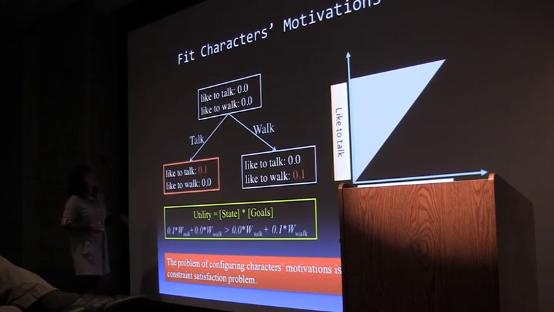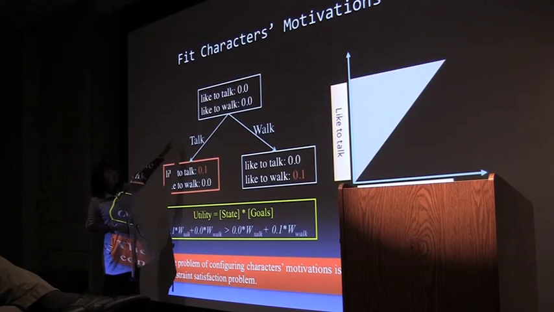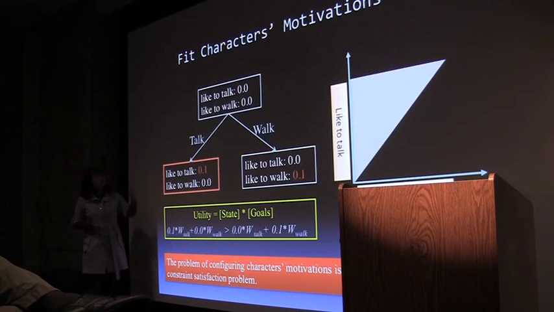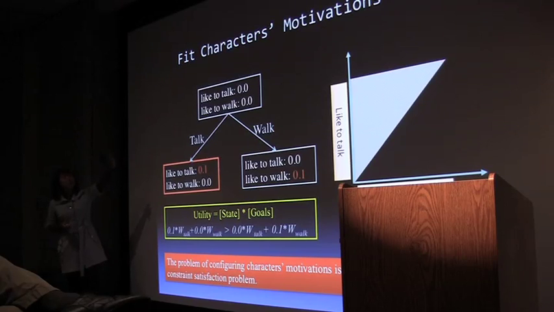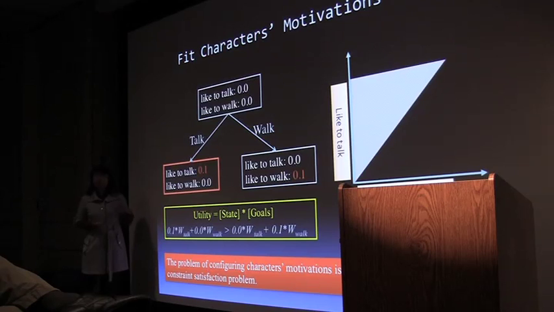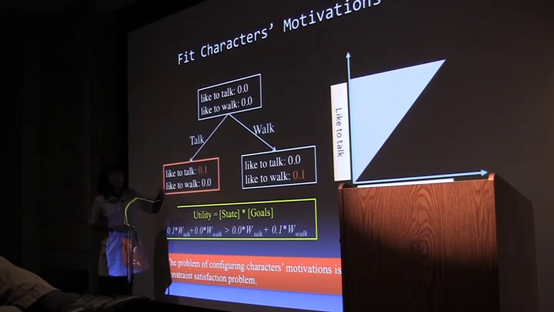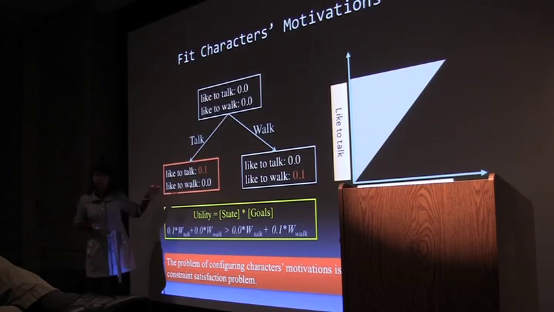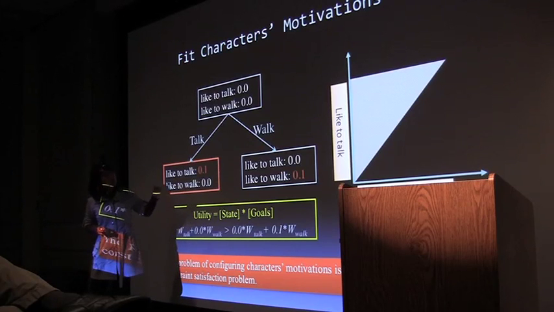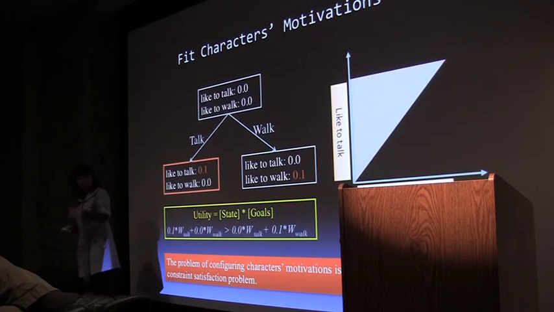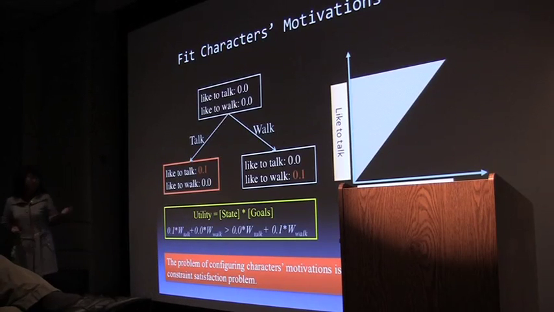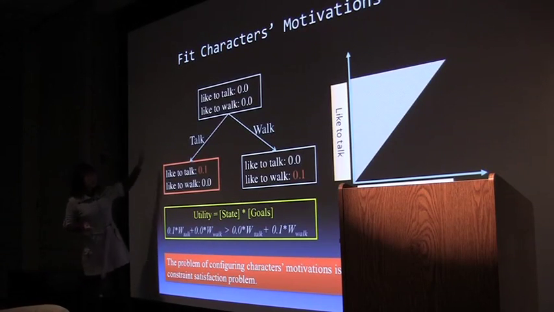And assume that's the very start of the interaction. So the default value for each of the state features is just zero, and then by talking to the wolf, the value of the state feature liking to talk will increase a little bit, for example 0.1. Or by walking away, the value of the other state feature liking to walk will increase a little bit by 0.1. So the author wants the character to act in that context.